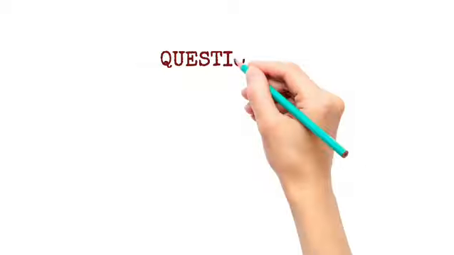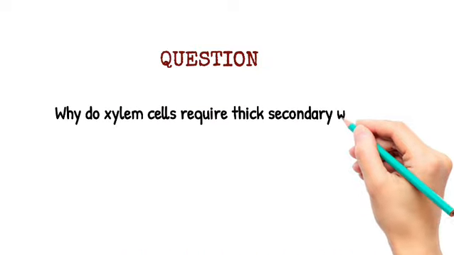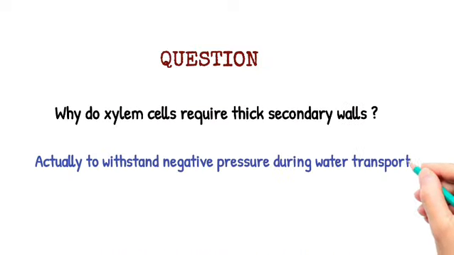Students, now think critically. Why do xylem cells require thick secondary walls? Anyone knows? No answer. Okay, actually, to withstand negative pressure during water transport.